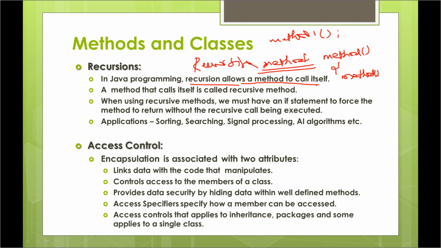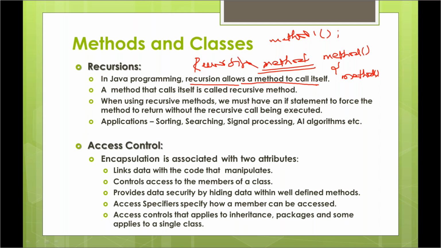So what are the conditions for recursion? A recursion must have an if statement to force a method to return without a recursive call. Through that if statement, you will come out of the recursive nature of a particular method. So the condition is you must have an if statement.